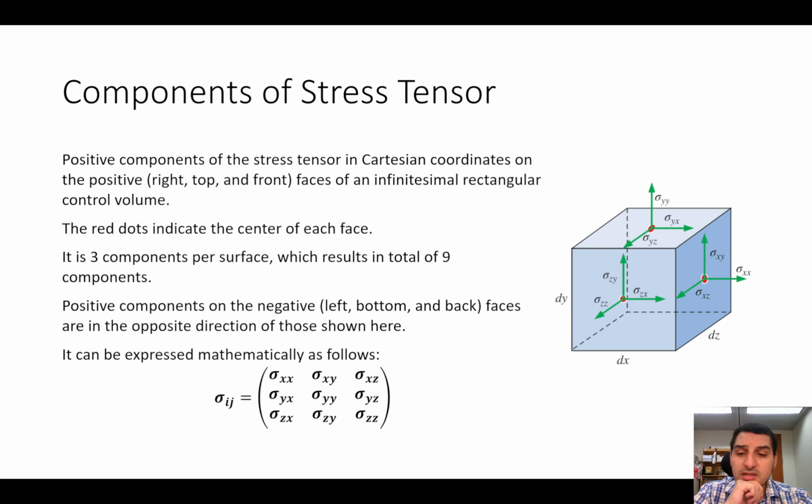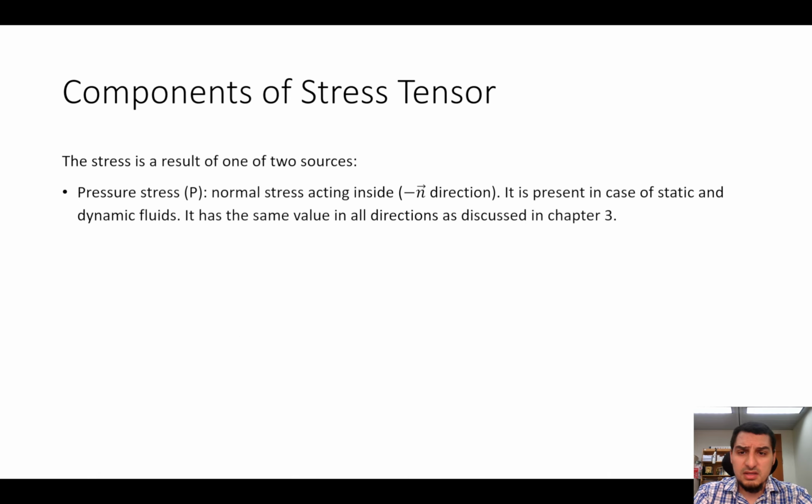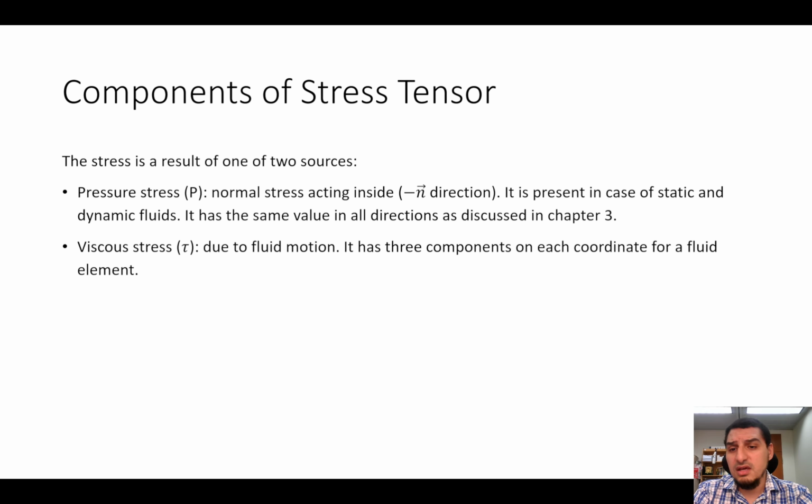So we can define this stress tensor as sigma ij, which is sigma xx, sigma xy, sigma xz, and the same for y and z. So it's now a matrix of 9 components. And let's recall that the stress can be one of 2 types: a normal stress, which is the pressure, and the shear stress, or the viscous stress, which is tangential or parallel to the surface.